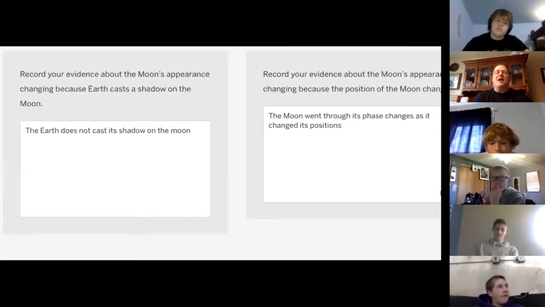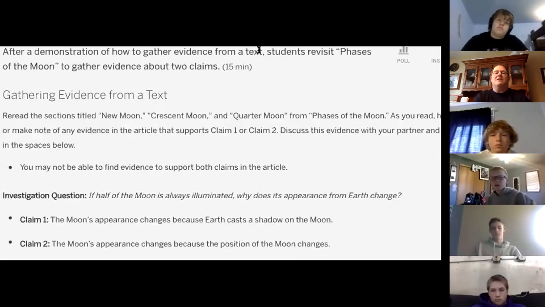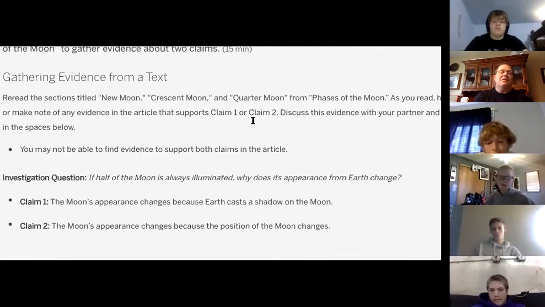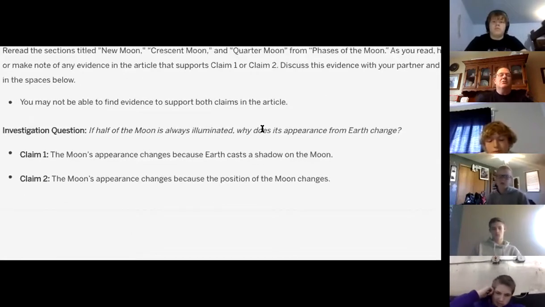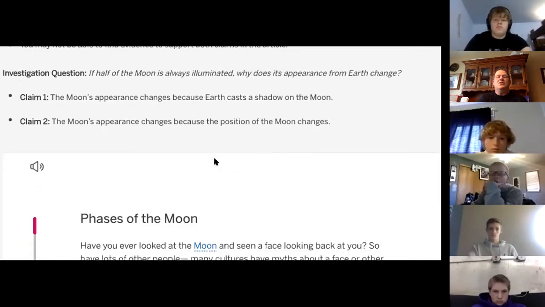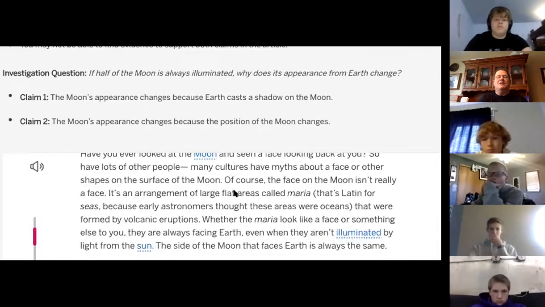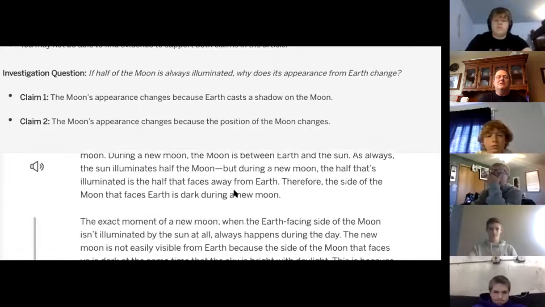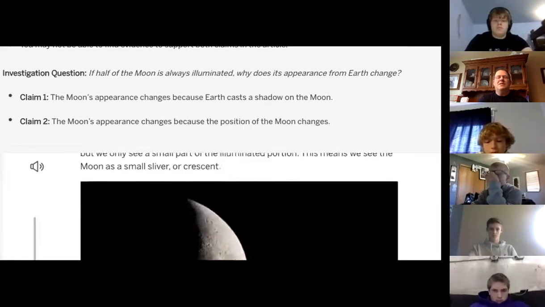All right, next tab. Make sure that's done. Next tab is, we're looking at investigation questions. Claim 1, the moon's appearance changes because the Earth casts a shadow on the moon. Or claim 2, the moon's appearance changes because the position of the moon changes. And then phases of the moon. That's the same article, isn't it?